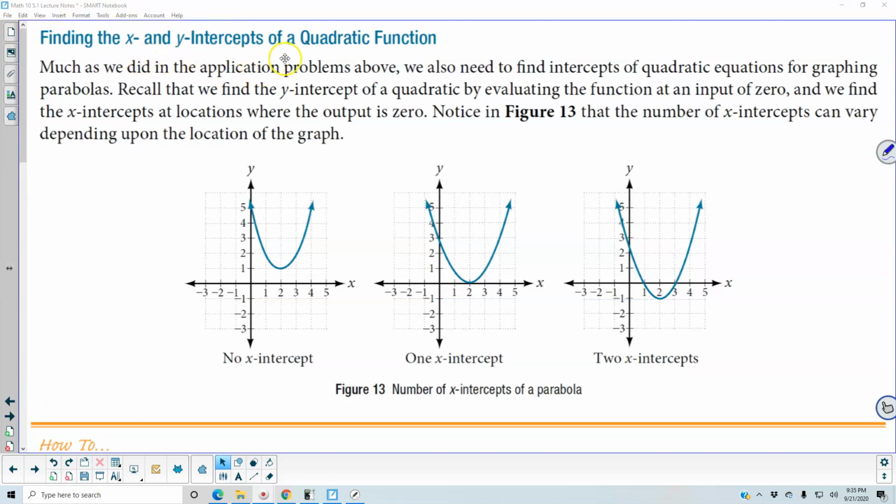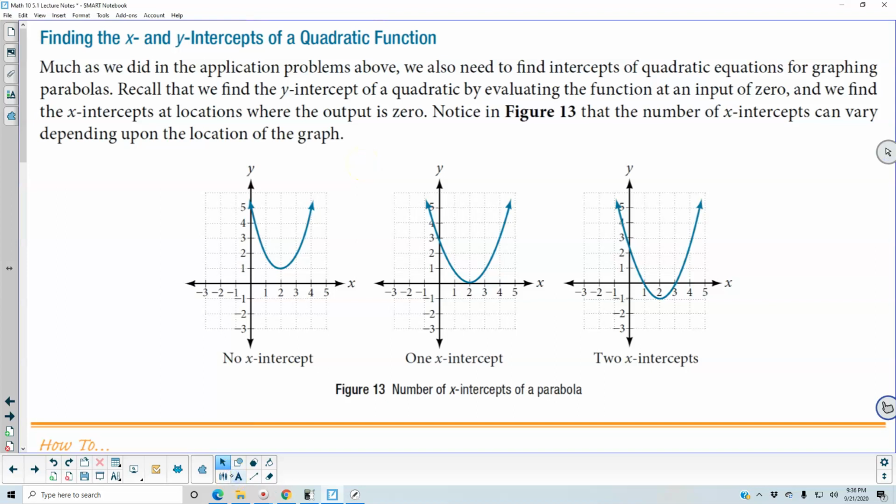Finding the x and y intercepts of a quadratic function. Much as we did in the application problems above, we also need to find intercepts of quadratic equations for graphing parabolas. Recall that we find the y-intercept of a quadratic function by evaluating the function at an input of 0, and we find the x-intercepts at locations where the output is 0. Notice in figure 13 that the number of x-intercepts can vary depending upon the location of the graph.